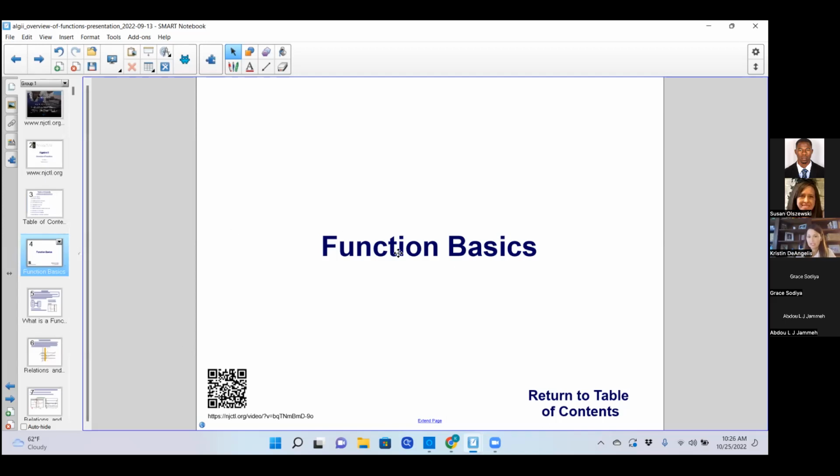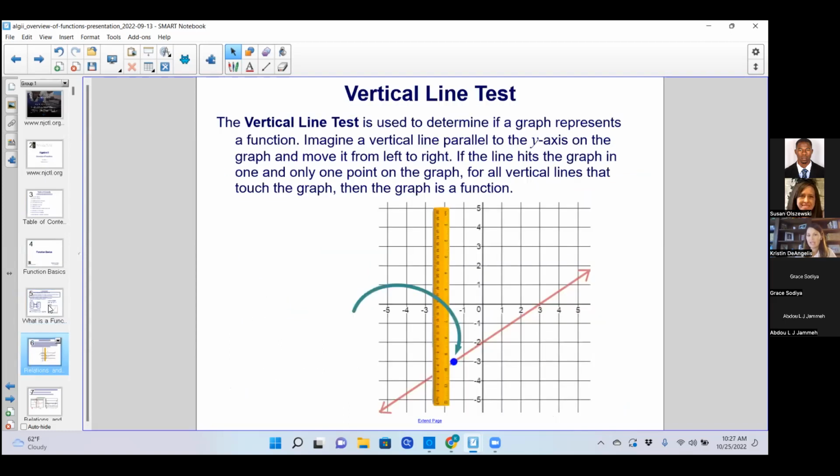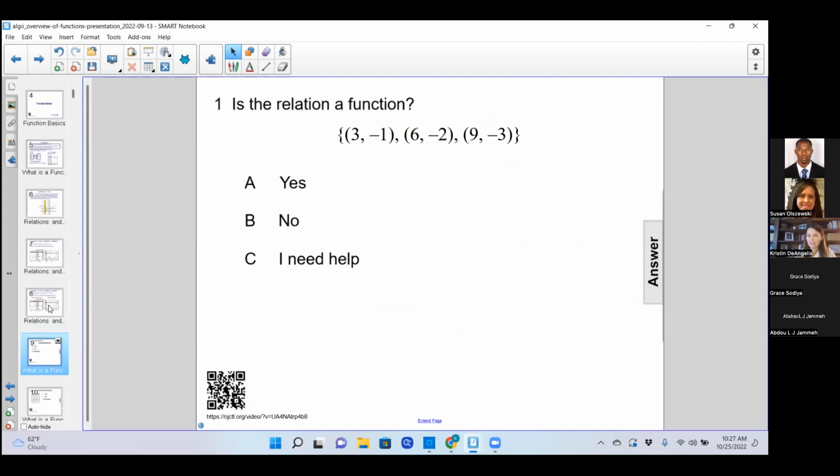I mentioned earlier about the dark blue font. You'll see this is all blue font. So this is a lesson. These are your direct instruction slides. When it changes to the black font, now we are in the formative assessment questions.